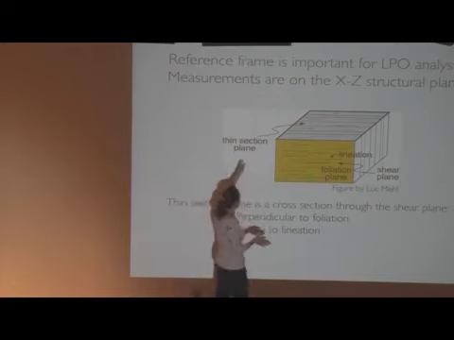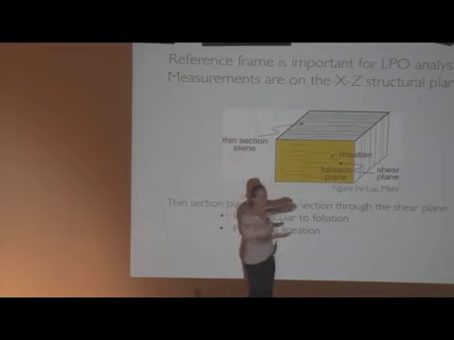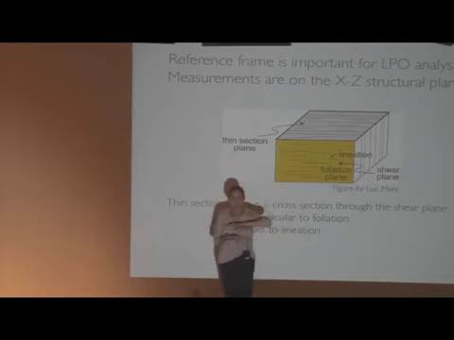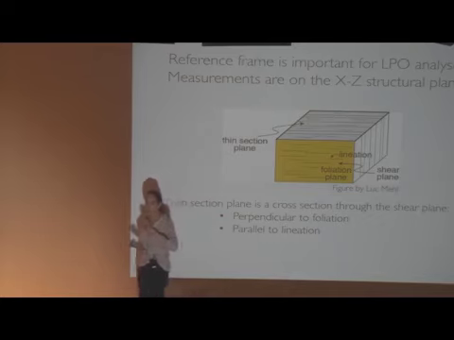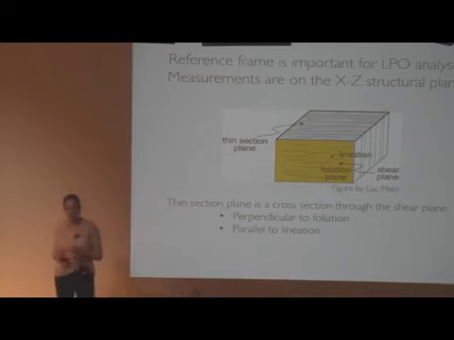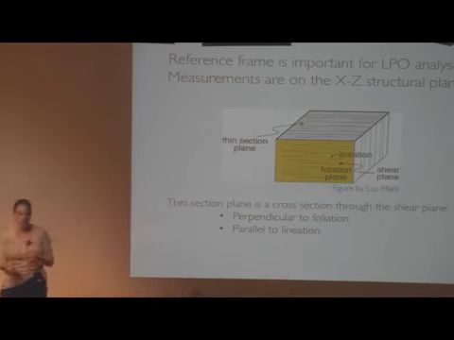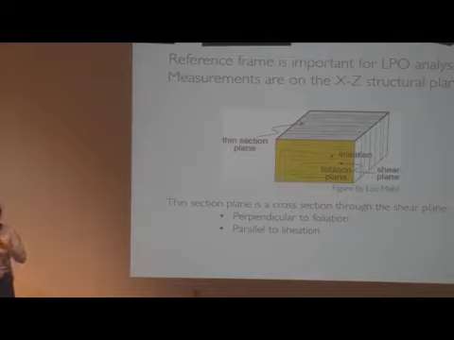And when we look at the LPO samples, we want to look at the cross-section through that. And so in structural geology, we always orient our thin sections so that they are cut perpendicular to foliation and parallel to lineation. And that's a standard thing, not just looking at the mantle, but looking at any field samples of a shear zone or any deformed crustal rocks as well.